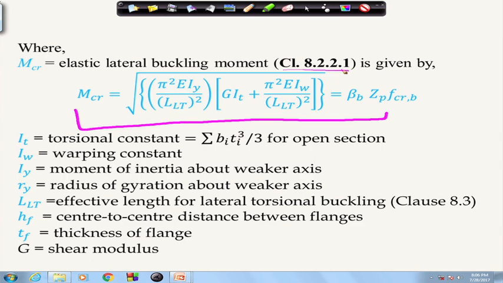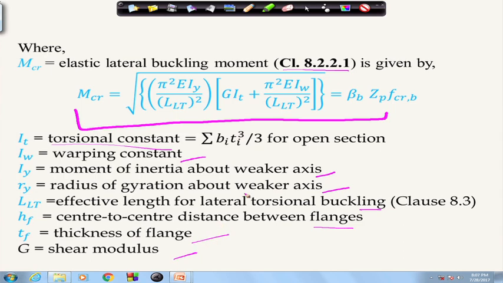Now, here the different parameters are defined, like It, the torsional constant, defined as summation b t cubed by 3, and Iw is the warping constant, Iy is the moment of inertia about the weaker section, ry is the radius of gyration about the weaker section, LLT is the effective length for lateral torsional buckling, and hf is the center to center distance between flanges, tf is the thickness, and G is the shear modulus.